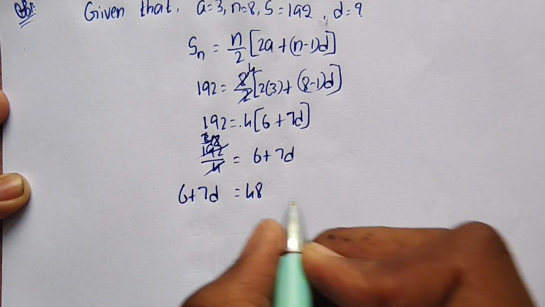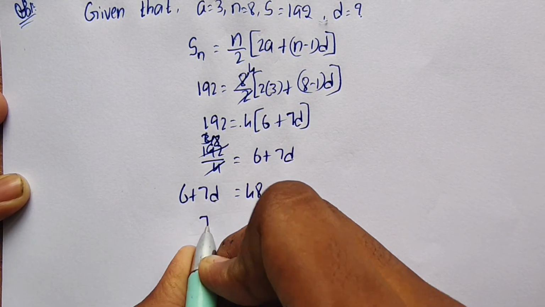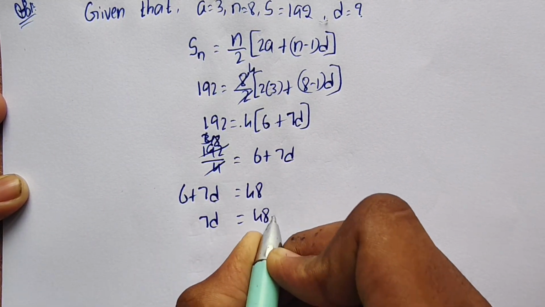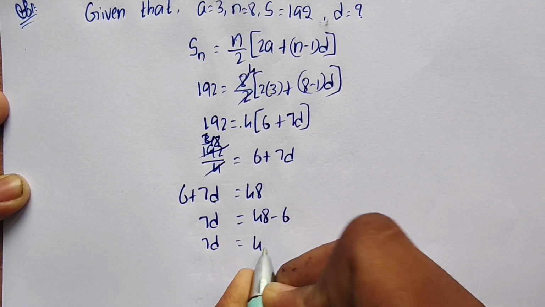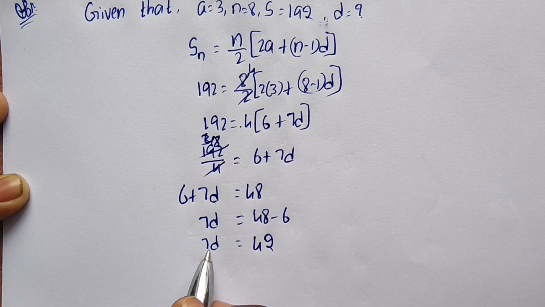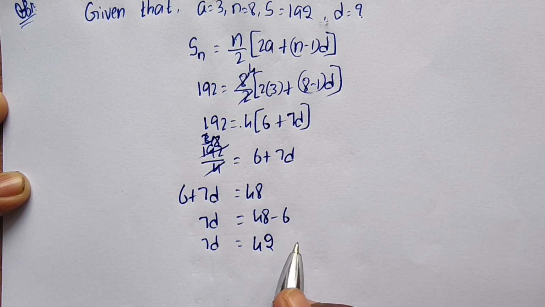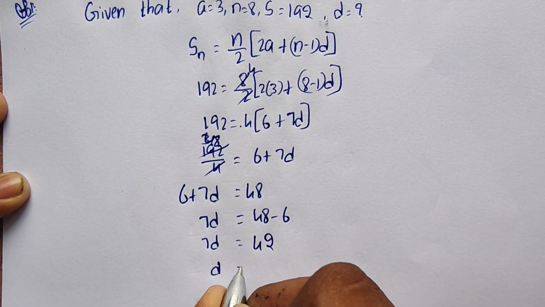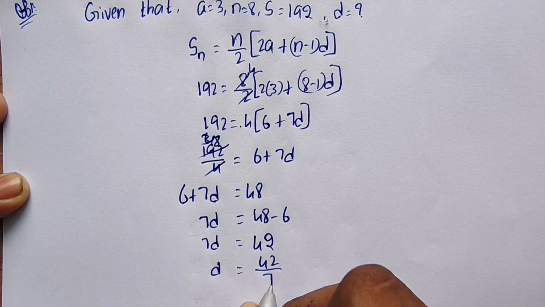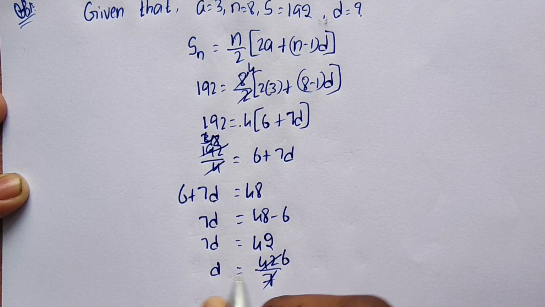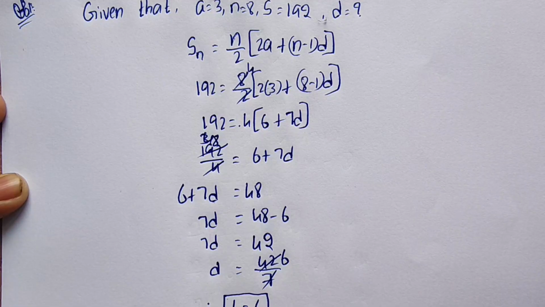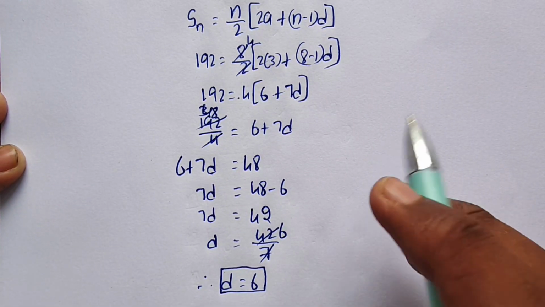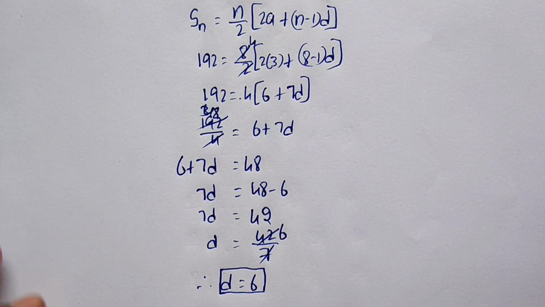Now I am going to transpose the 6 to the right side. It becomes 7d equals 48 minus 6, which is 42. Here 7 is multiplying d. If we transpose 7 to the right side, it will divide the 42. So d equals 42 by 7. 7 sixes are 42. So therefore the value of d equals 6. So we got the value of d equals 6 by solving the given data. So we have completed the 9th question.